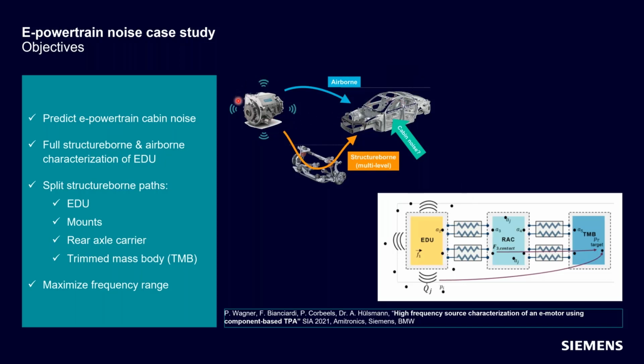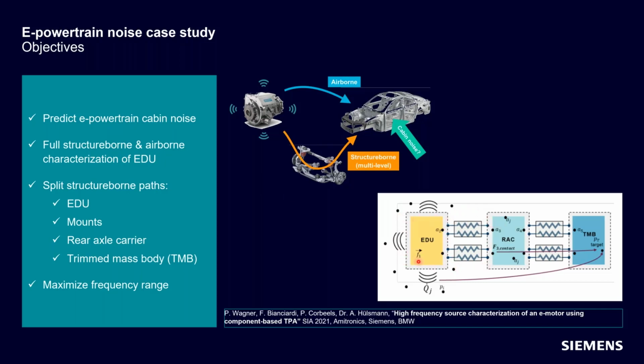We want to do a prediction of the expected cabin noise for a particular e-powertrain. And in order to get as accurate as possible of prediction results, what we did is we basically characterized this e-powertrain in terms of both the airborne loads and the structure-borne loads that it puts into the vehicle. Both types of load types were analyzed. And for the structure-borne parts, again, to make it as realistic as possible, we subdivided the receiver into individual components.